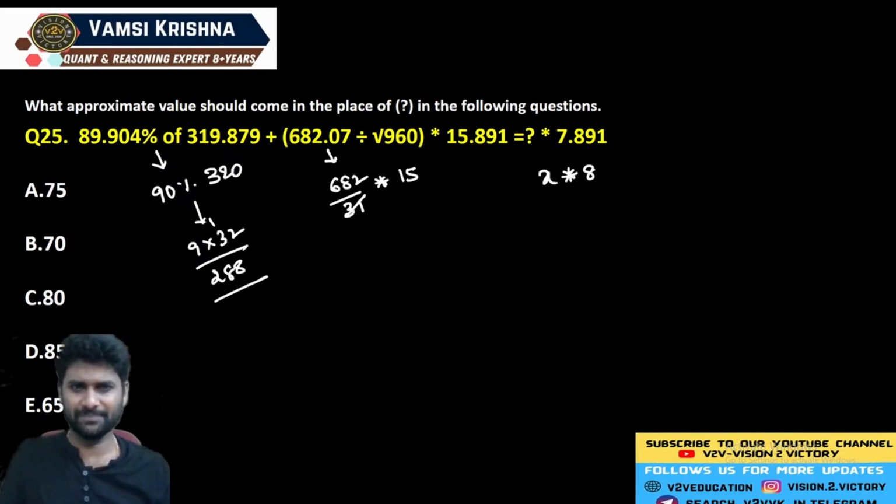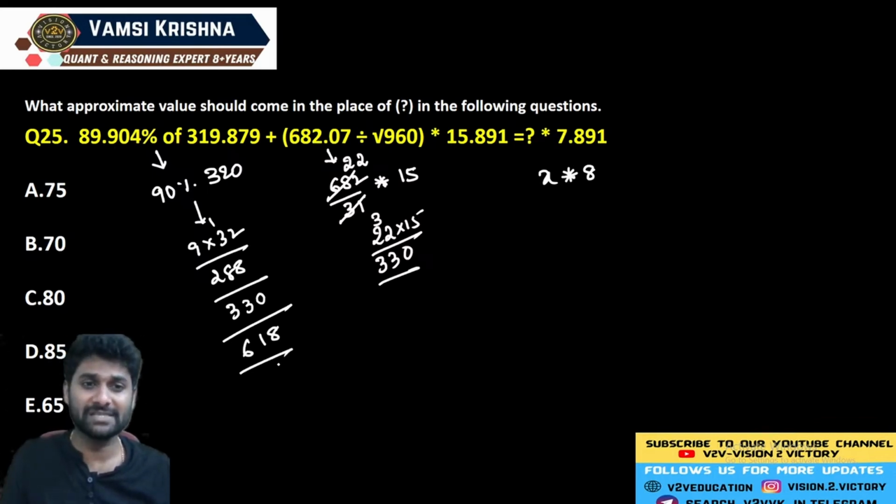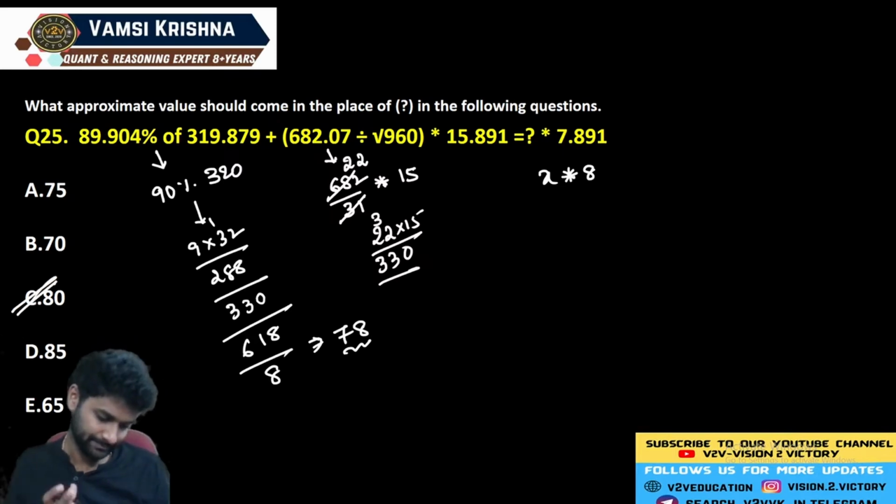Next value, see how many times here. So 31, 31, 31, 22s, guys. 22 is multiplied by 15. 15 twos are 30, so 330. So here the answer is 618. Now you already know that x multiplied by 8 means 618 is divided by 8. You will get the answer. See, 7 eights are 56. So approximately more than 78. So more than 78, we have option 80, guys.